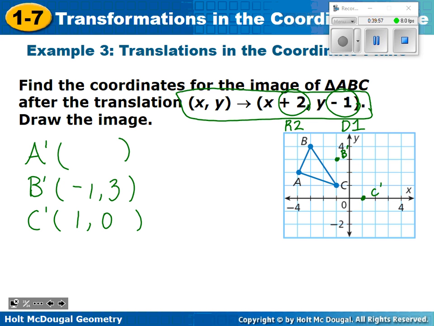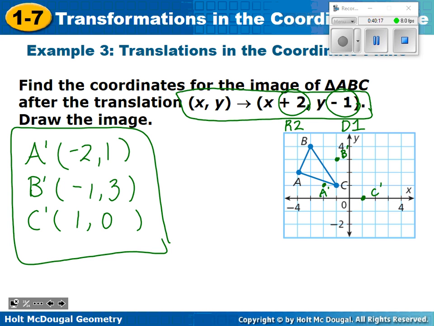Do the same thing for A. Right 2, down 1. Label it A prime. Where does that make A land? Negative 2, 1. So then come over here and list negative 2, 1. So now we've listed the coordinates. It said find the coordinates, so I'll be grading that. You've got that listed on your paper. And then it said draw the image. You've already got the points graphed. All you have to do is just connect them to draw your image. Does that make sense?